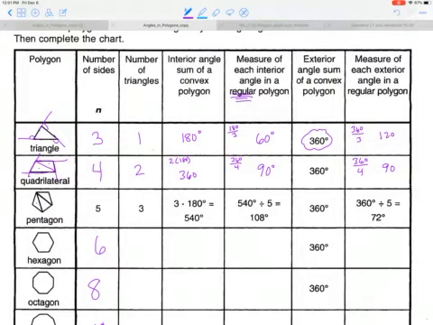Pentagon is done for you. You can see you get 3 triangles. 3 times 180 is 540. 540 divided by 5 is 108. And it's a constant 360 for the sum of the exterior angles. So if I divide by 5, I get 72.